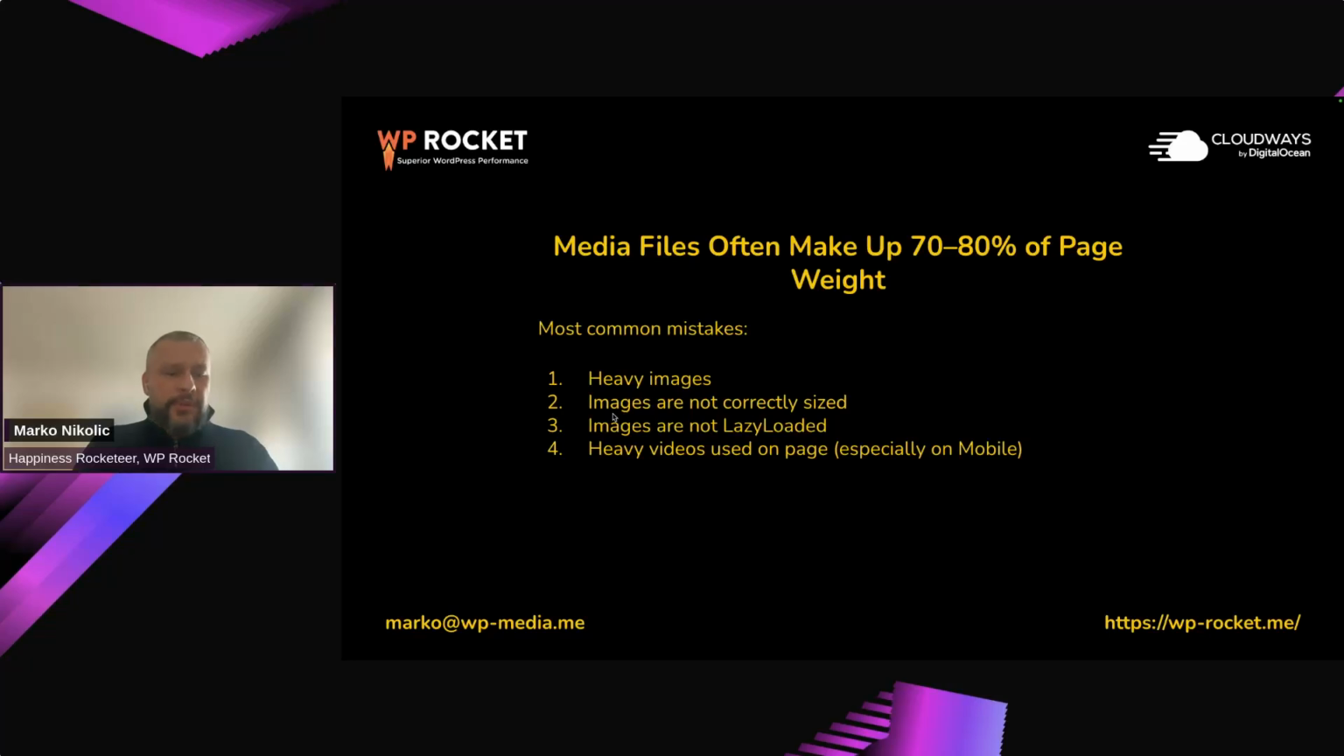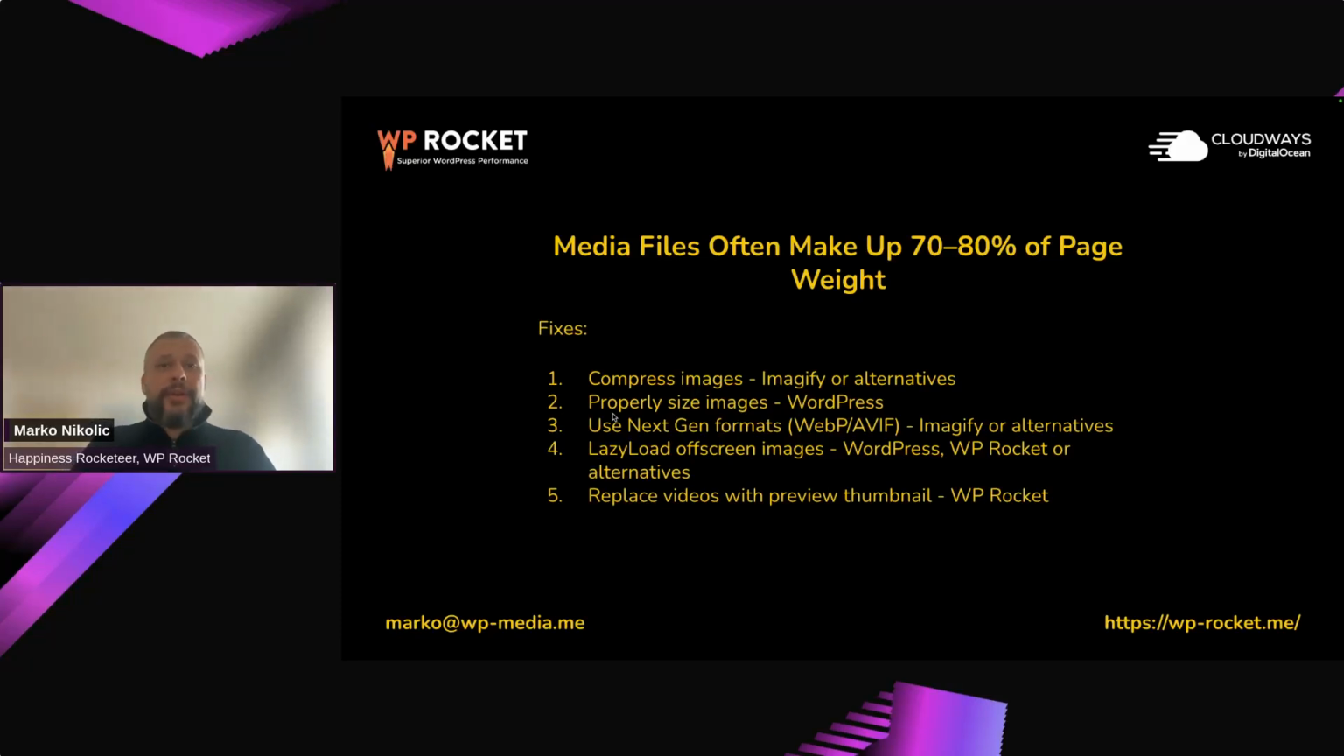So the most common mistakes people make are that they add heavy images without compressing them before uploading, do not correctly size images in terms of dimensions, and do not lazy load them, which can be solved, and now it's solved natively in WordPress. We'll talk about that. And heavy videos used on the page. You add a lot of videos, or some heavy videos, because you want to make some effect, but it really affects your performance, especially on mobile.